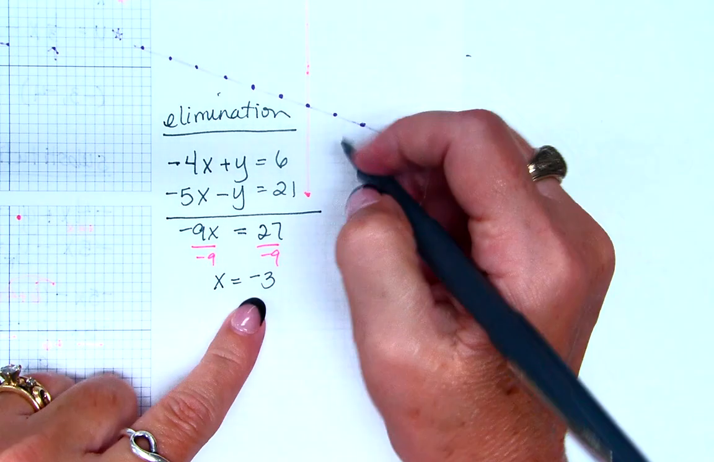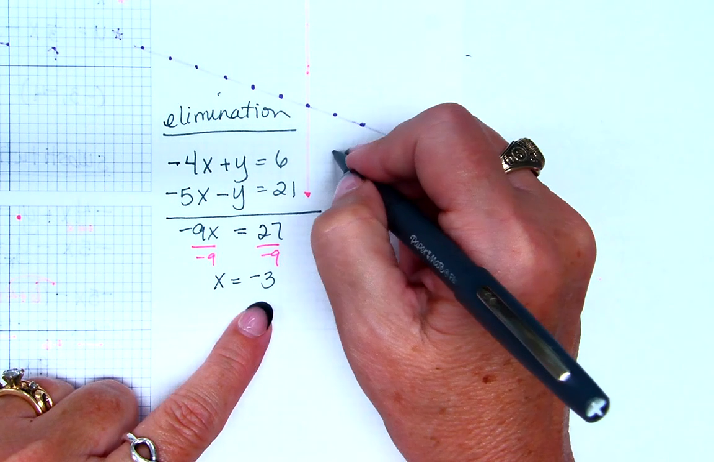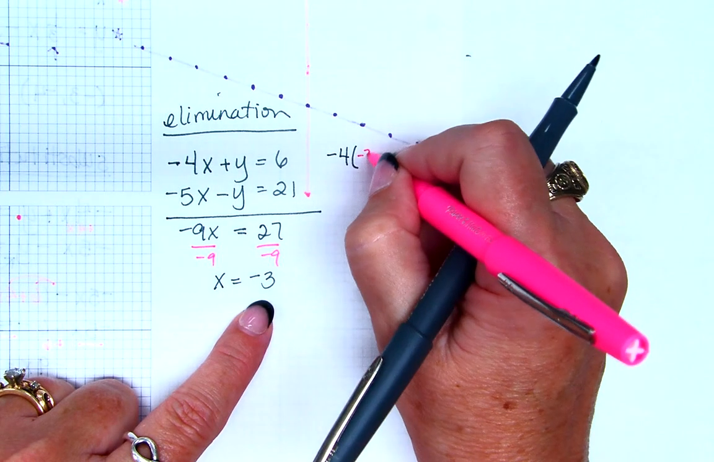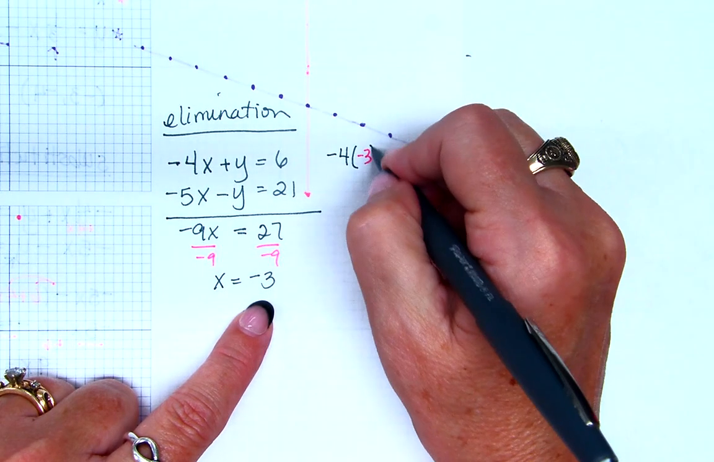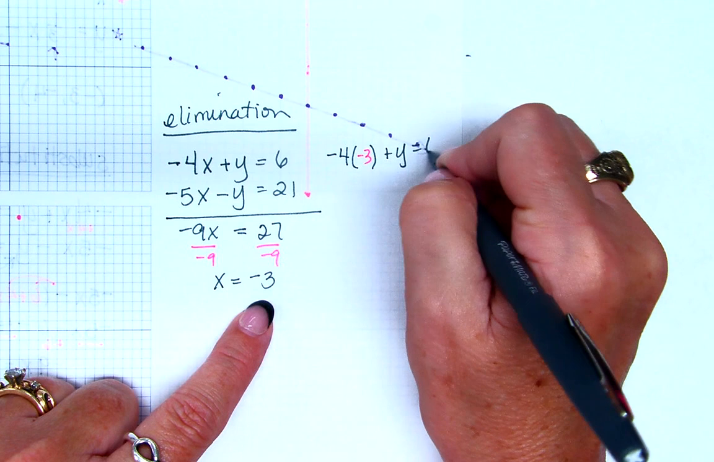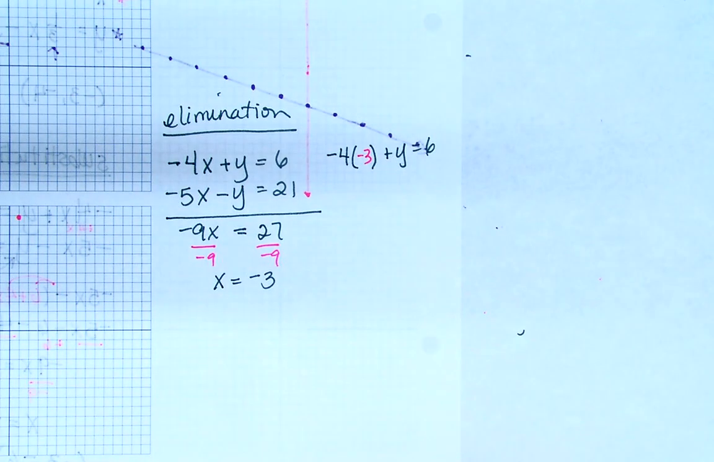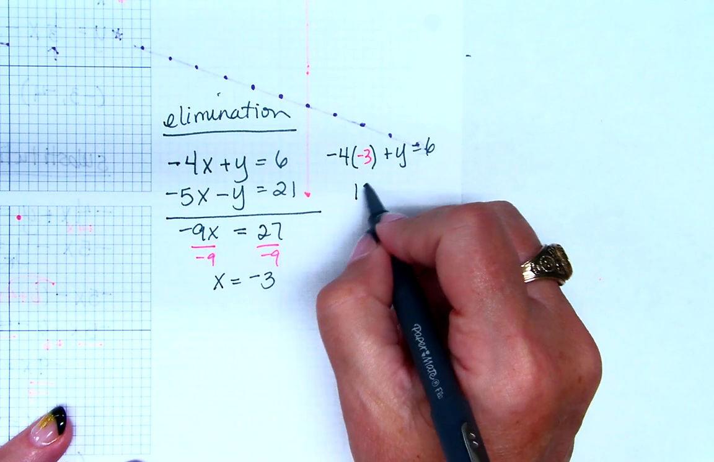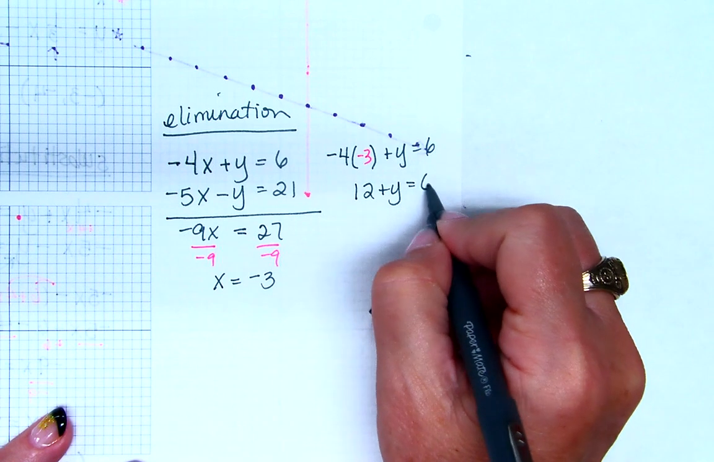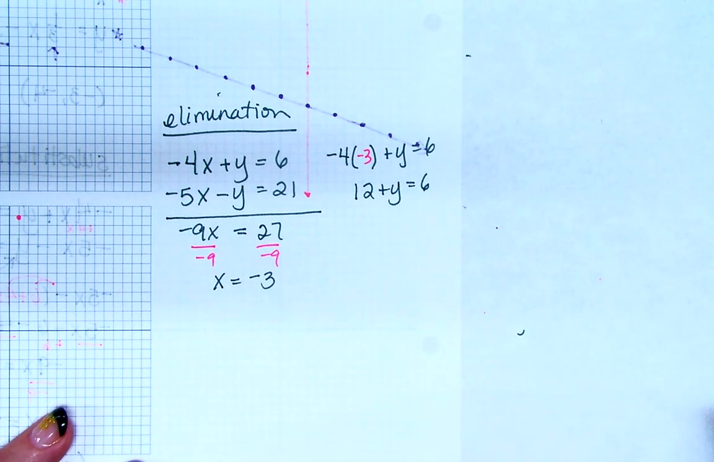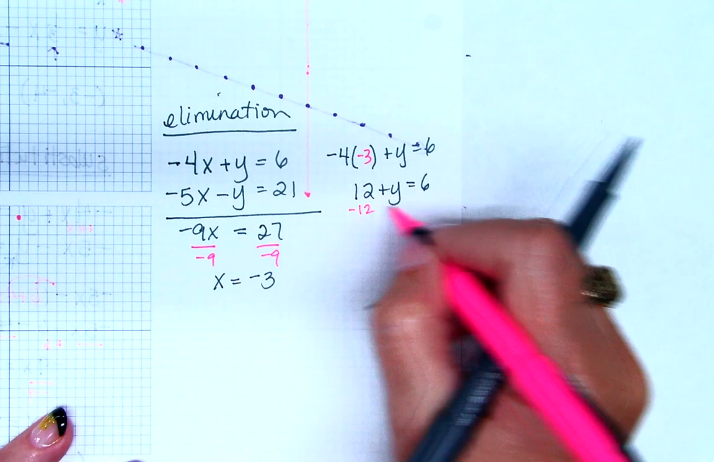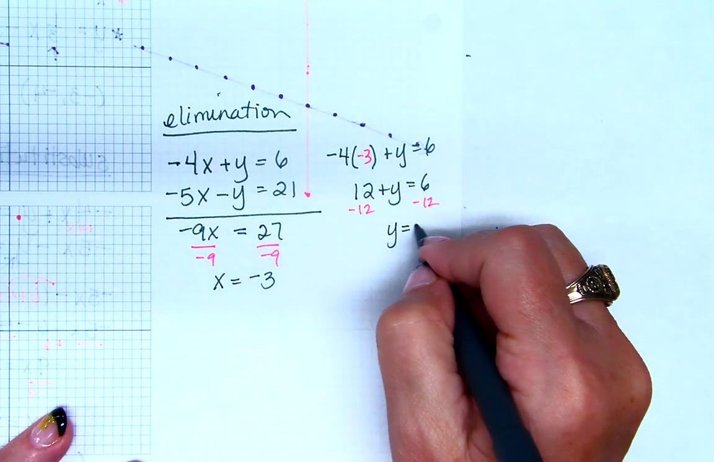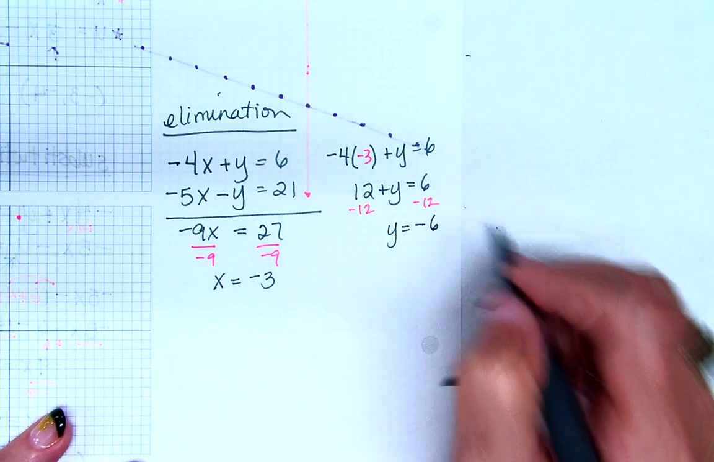Okay. So if I take negative 3 and substitute it into the first one, I get negative 4 times x, which is negative 3, plus y equals 6. Well, what's negative 4 times negative 3? So 12 plus y equals 6. And then to solve for y, I just subtract 12 from both sides, yes? So y equals negative 6.